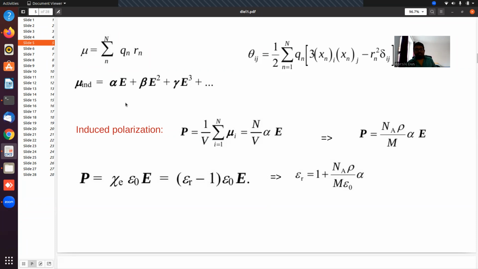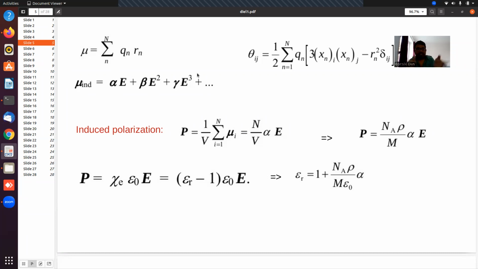So why do we need the induced dipole moment in this kind of formula? Because this alpha is the molecular property. This polarizability, the effect of polarization, is captured in the alpha. So that's why this type of formula is useful for the molecular description.